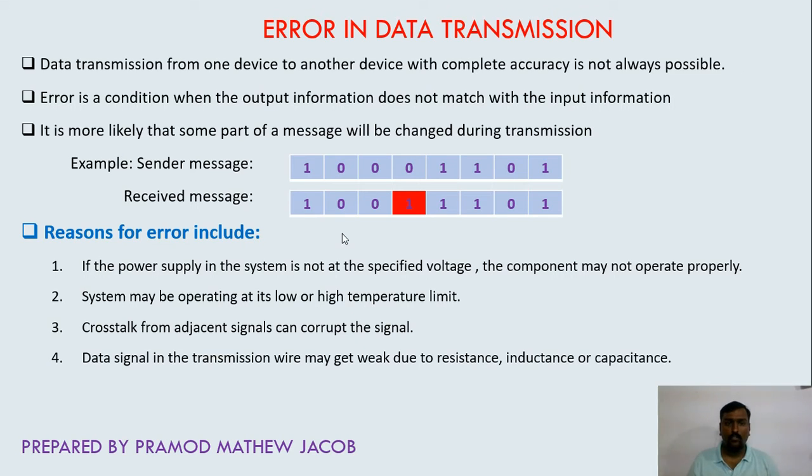There are many reasons for error. If the power supply in the system is not at the specified voltage, the component may not operate properly. Error may occur if the system is operating at its low or high temperature limit. Error may occur due to crosstalk from adjacent signals, which may lead to corruption of the signal. The data signal in the transmission wire may get weak due to resistance, inductance or capacitance. So these are all various sources of errors. There may be many other reasons like a thunderbolt or a voltage fluctuation, etc.